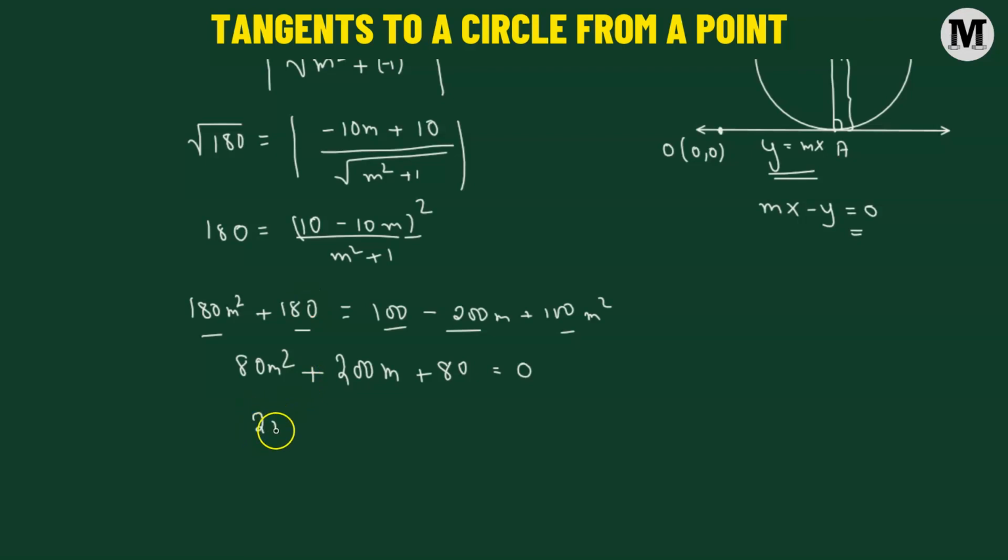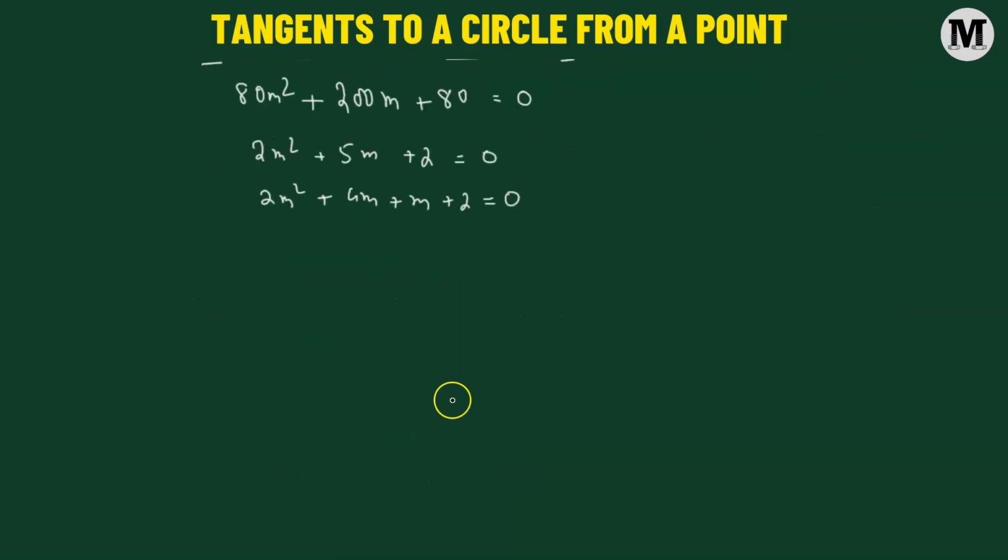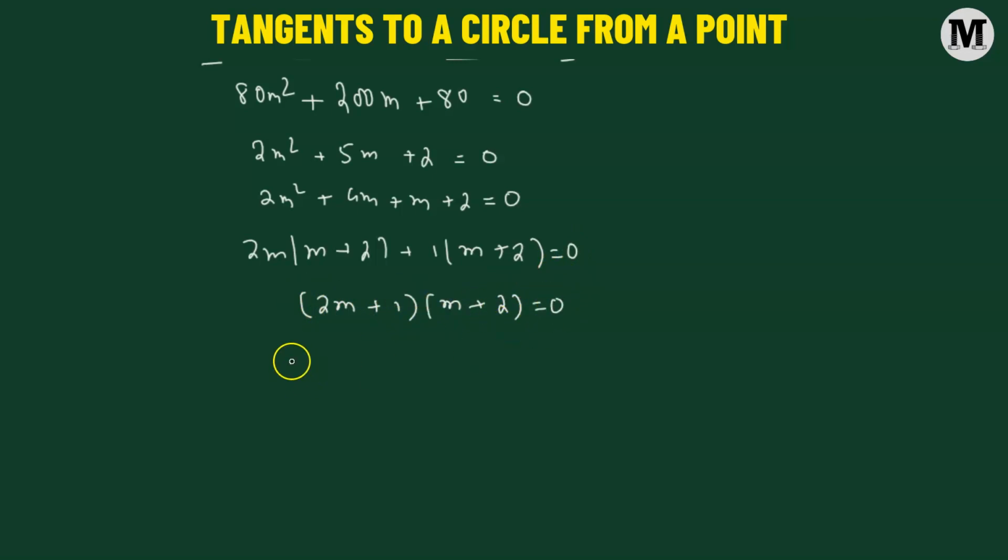So we get 2m squared plus 5m plus 2 equals 0. So this is going to give us 2m squared plus 4m plus m plus 2 equals 0. We have split the middle term. This will be 2m times m plus 2, added to 1 times m plus 2 equals 0. So we get 2m plus 1 multiplied by m plus 2 equals 0. The m value comes out to be negative 2 and negative 1/2.